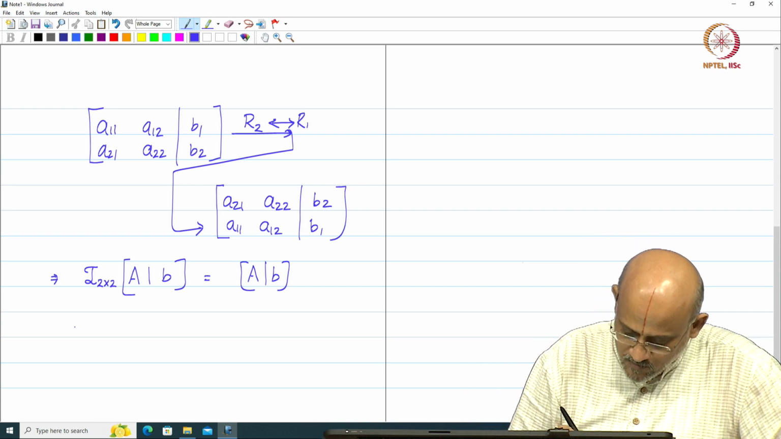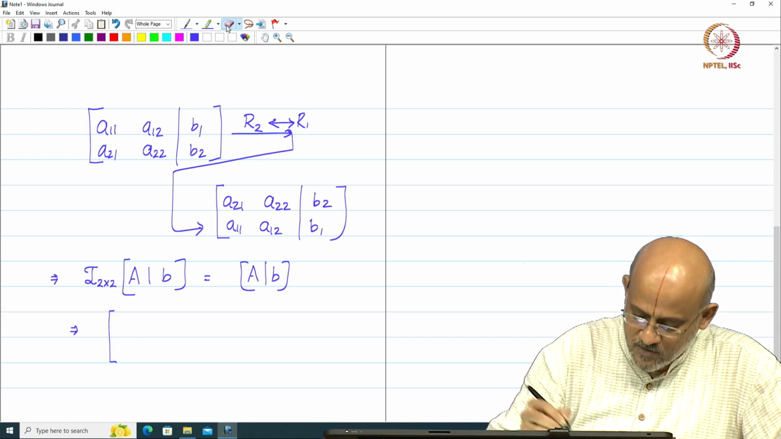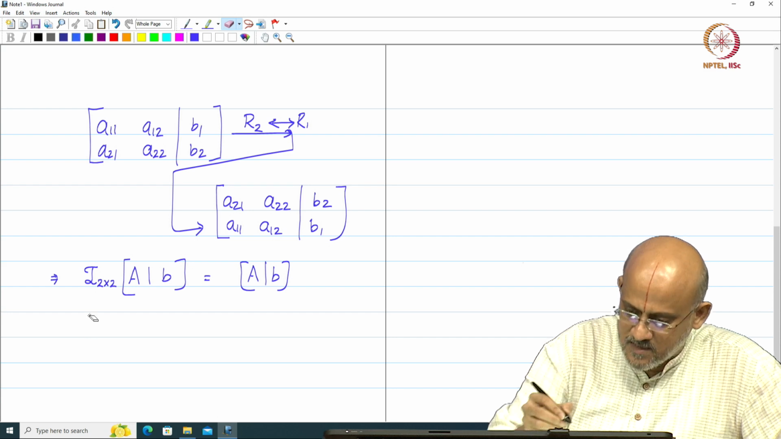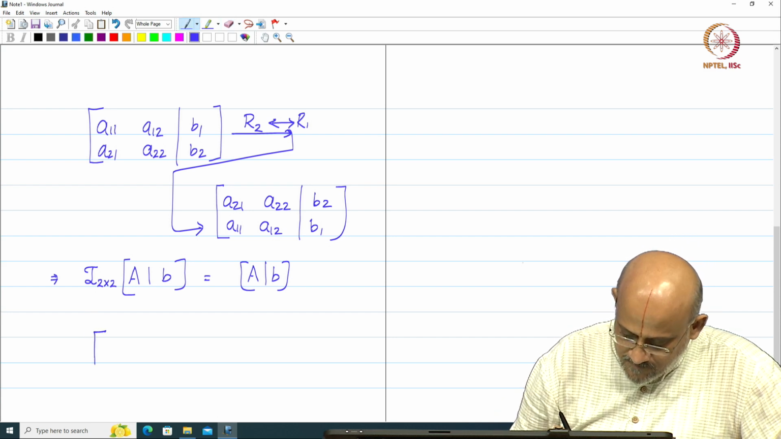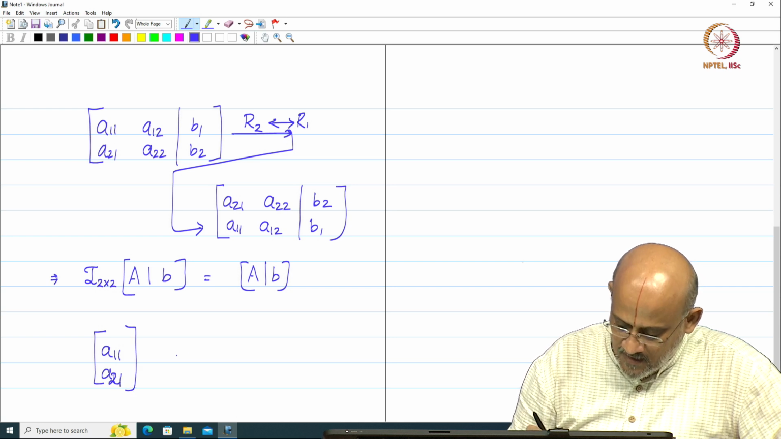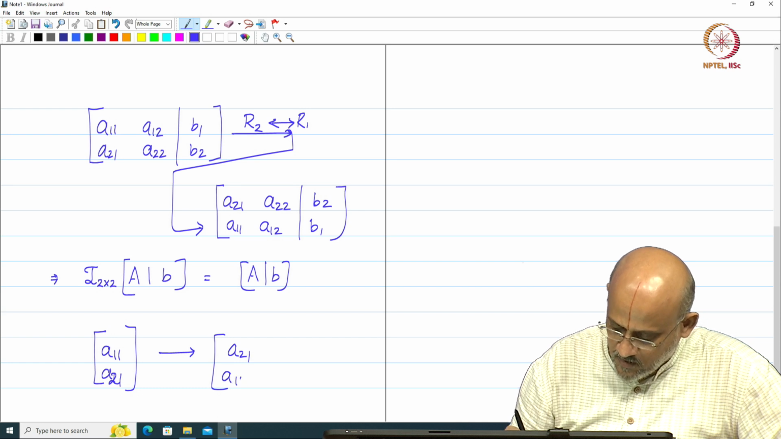So what are we going to do? I have my identity matrix, but I want to change it. Let us look at this simple case where I have A11, A12, A21, and here I want to get to A21, A11. So how do I do this?